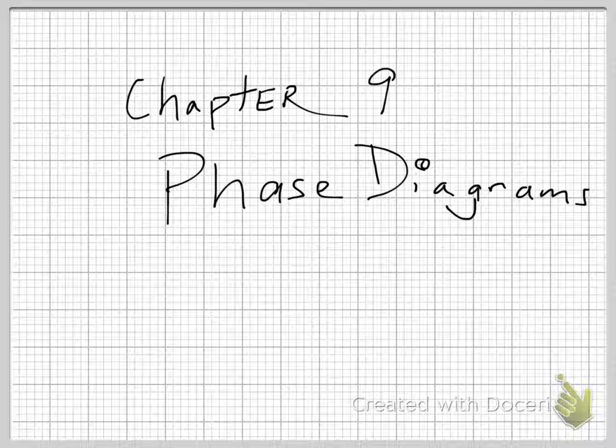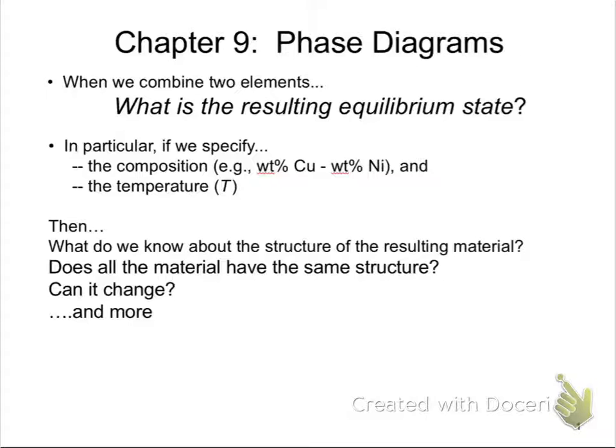Hi everyone, this is Chapter 9, Phase Diagrams. In this chapter, we're going to look at the big picture question of when we put two elements together, let's say two, what is the equilibrium state of that material? What do we get? We can answer all kinds of questions.